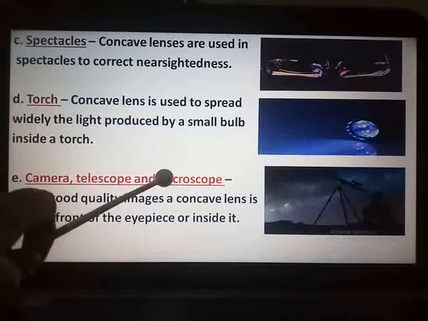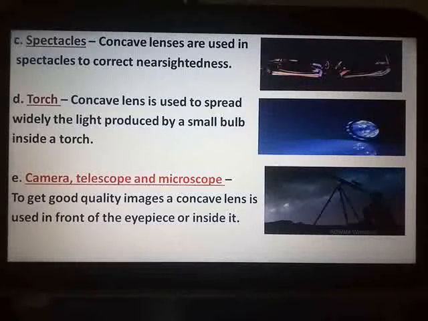Camera, telescope, microscope. Now if you see the main part here, these instruments mainly make use of convex lenses. But to get good quality images, a concave lens is used in front of the eyepiece or even inside it. So these are the different uses of concave lenses. A direct question can be asked over here. The next is use of convex lenses.